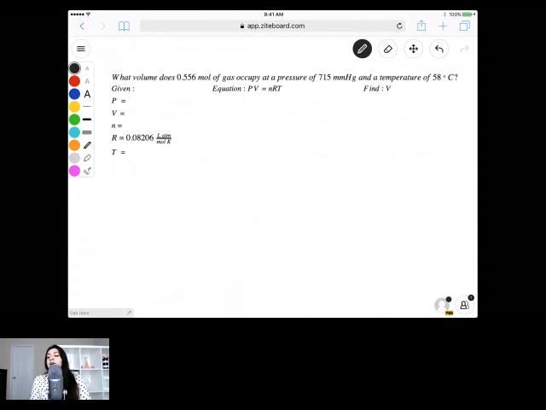What volume does 0.556 moles of gas occupy at a pressure of 715 millimeters mercury and a temperature of 58 degrees Celsius? So let's identify what we're solving for. We are asked to find volume. So it says, what volume does 0.556 moles? That's our n, since that's our moles. Now it tells us our pressure, which is not in the right unit. It has to be in atmospheres, so we will have to convert that in a second. And we're solving for volume, and we have our temperature as well, 58 degrees Celsius.